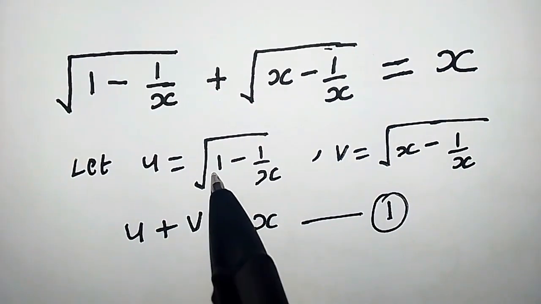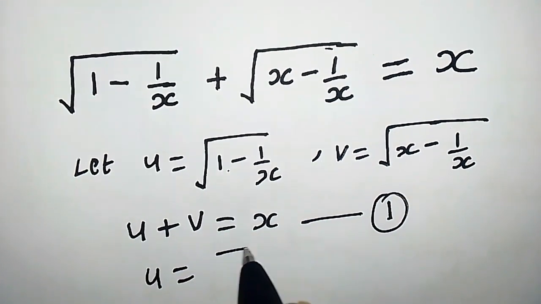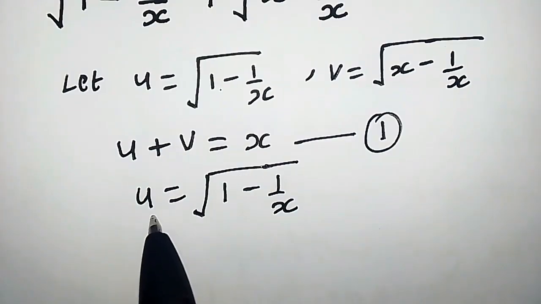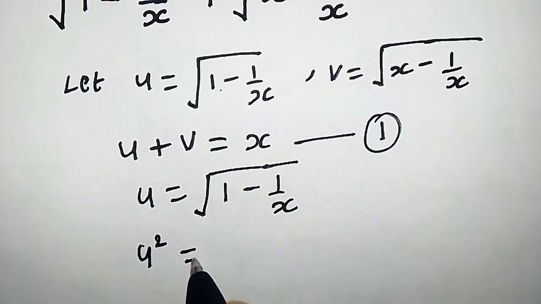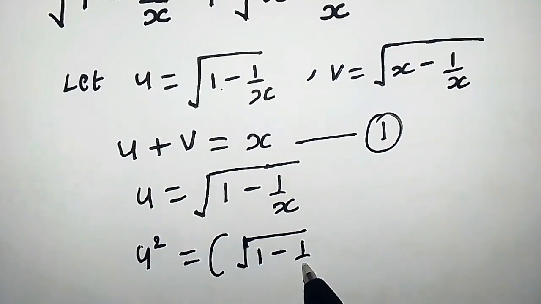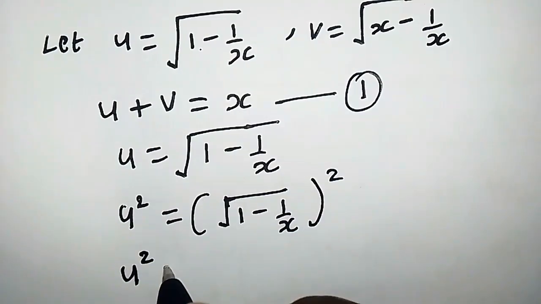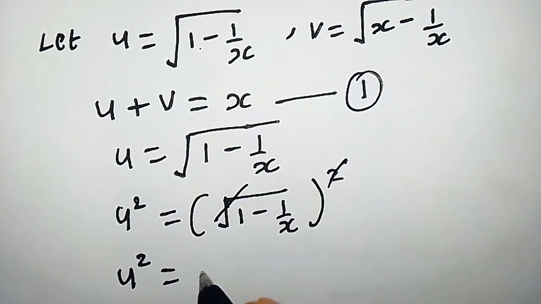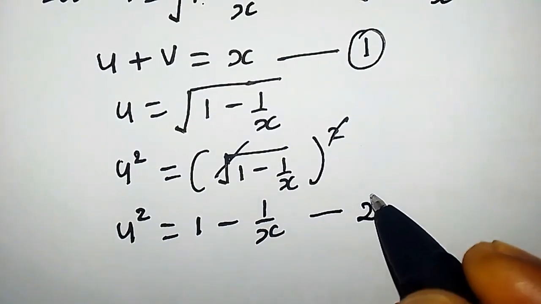We will now consider u and v. For u equals the square root of 1 minus 1 over x, when we take the square of both sides, we're going to have u square equals the square root of 1 minus 1 over x, all squared. So u square is equal to, this bigger square root takes care of these two, so we are left with 1 minus 1 over x. We call this equation 2.